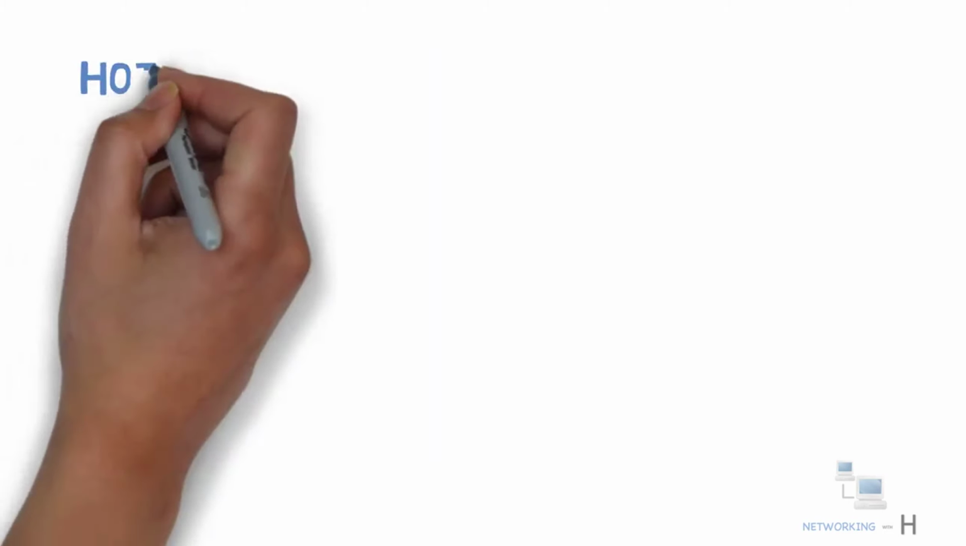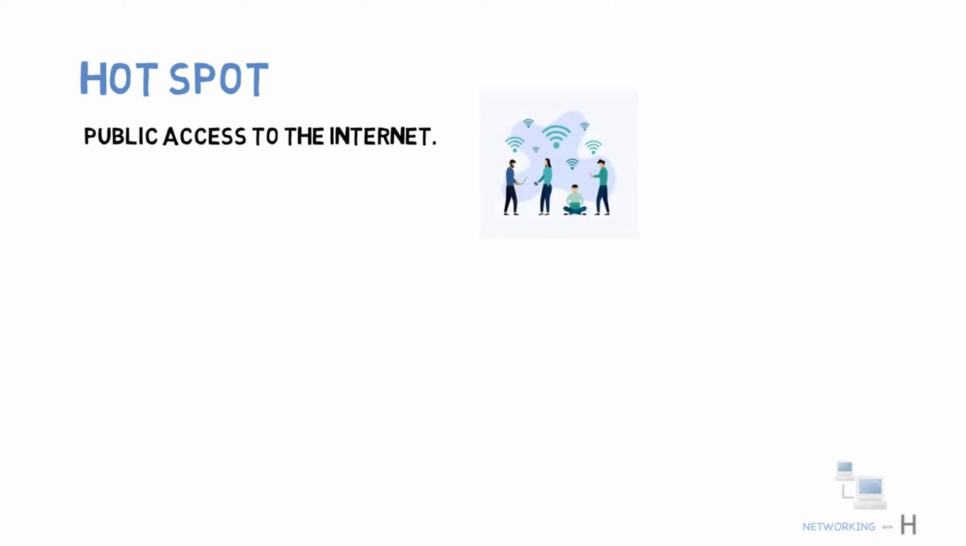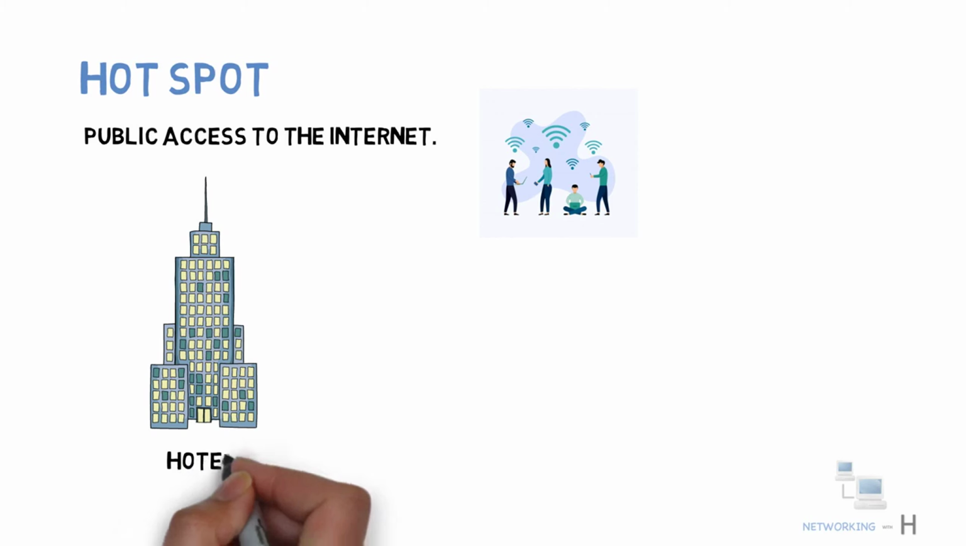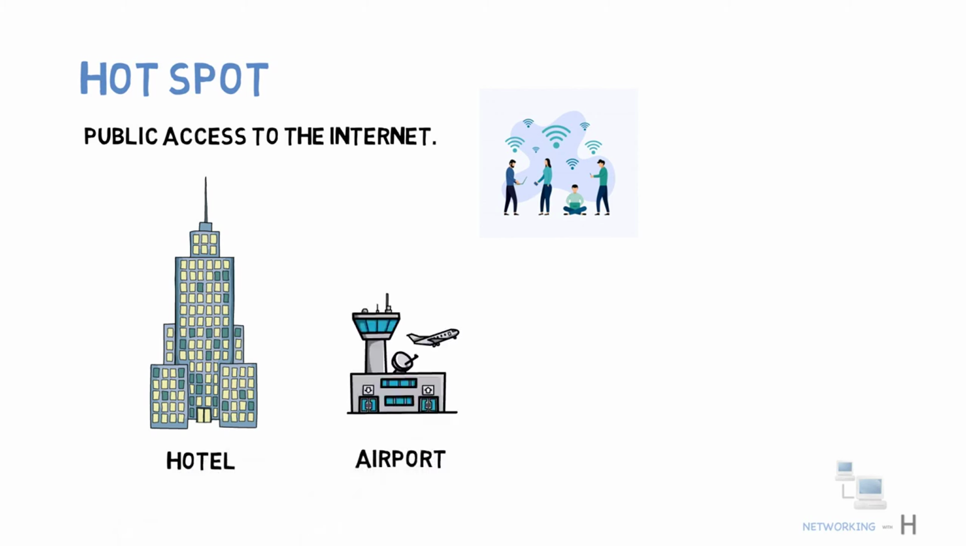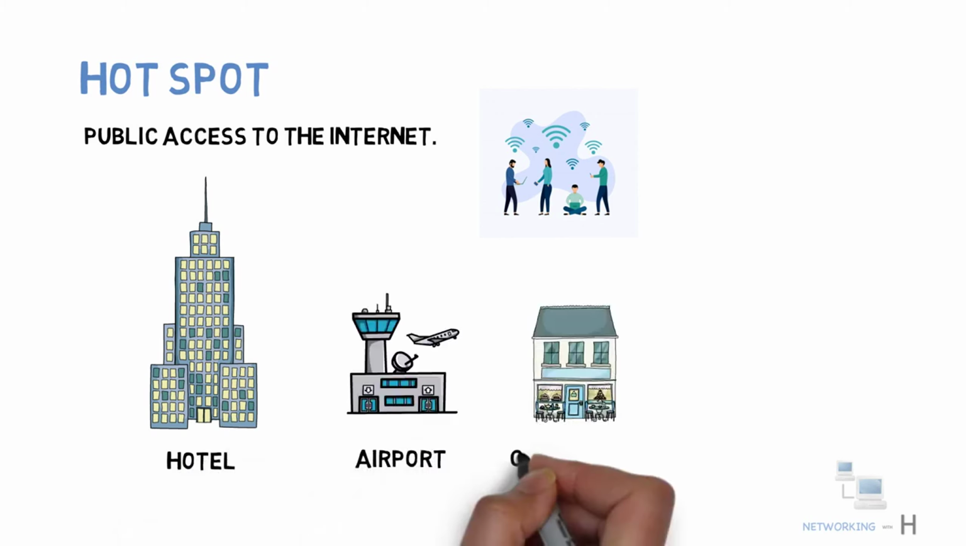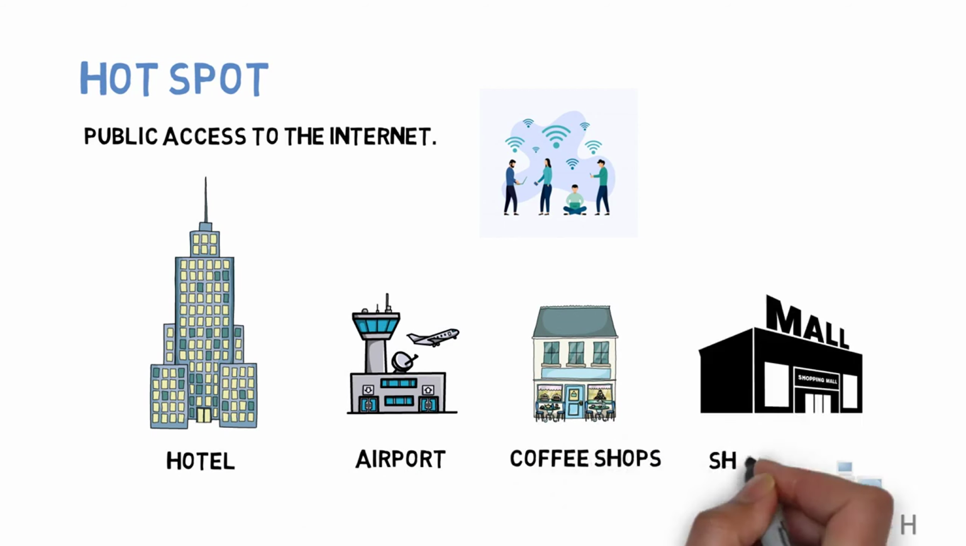Another kind of environment where access points are widely deployed is hotspots. Hotspots are used for public access to the internet. Wireless devices can access the internet by directly connecting to the network present at these hotspots. Hotspots can be found in areas such as hotels, airports, coffee houses, shopping malls, and so on.